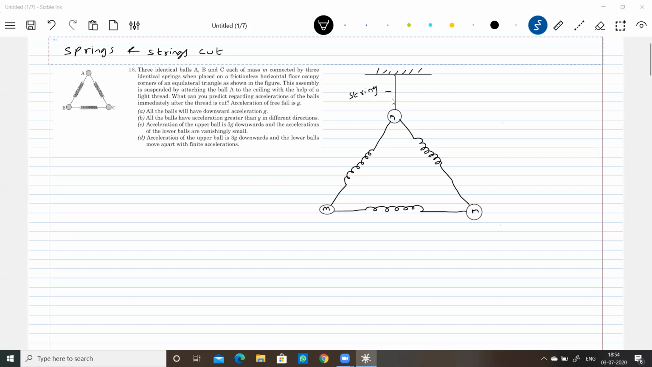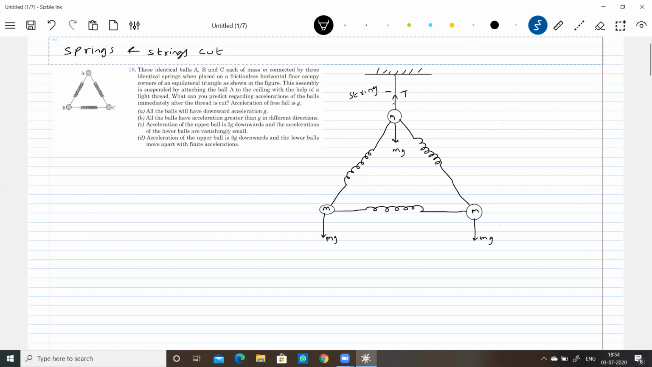So let's write the equation. All three are identical. The springs are identical. Now first, what are the forces? The weight mg. Let's come to the options. So these are the initial diagram. They are in equilibrium. So here some tension T is acting. Now, what is the state of the springs?